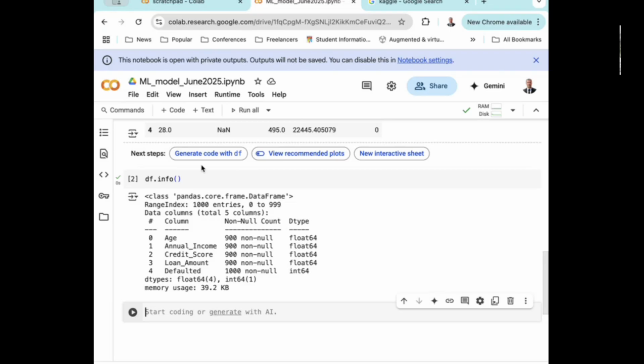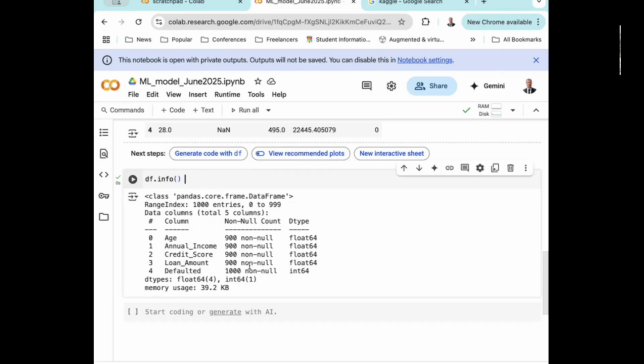This is to provide quick information about the dataset. You can see the dataset comes with 1,000 entries. It means 1,000 rows. And then we have 5 columns. You can see age, annual income, credit score, loan amount, default. These are 900 non-null, and this one is 1,000 non-null. The total is 1,000. This one is 900 non-null. So it means we have missing values in each of those columns.